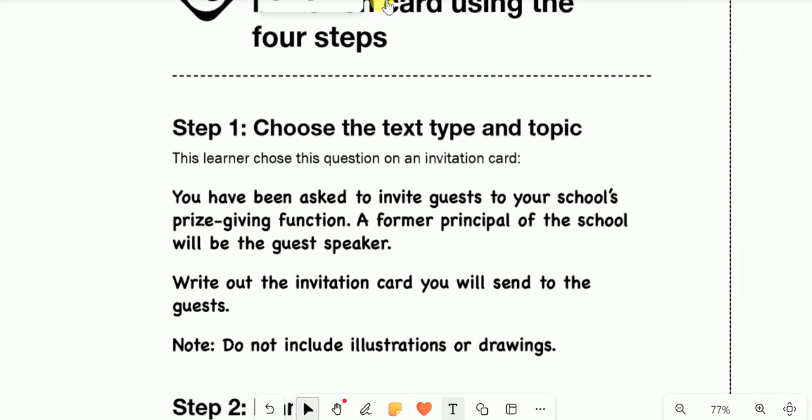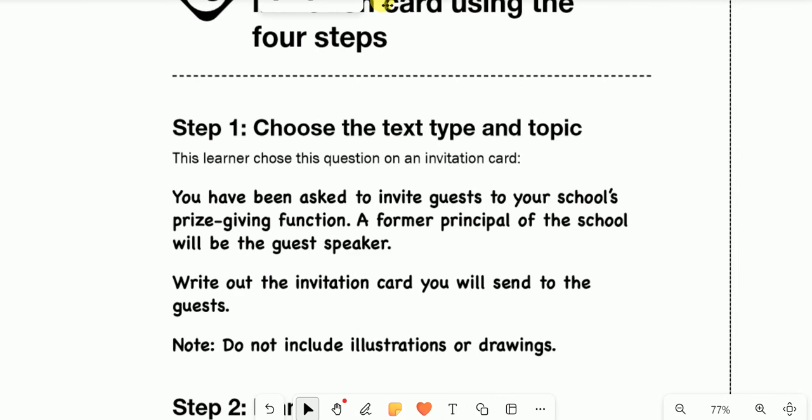Most candidates lose marks unnecessarily in this section of creative writing, paper 3. When they have to write an invitation card, they spend a greater portion of their time drawing or making illustrations without including the necessary information. So when you write an invitation card, pictures are not important, illustrations are not important. What makes an invitation card stand out is when you provide the necessary information about the occasion.